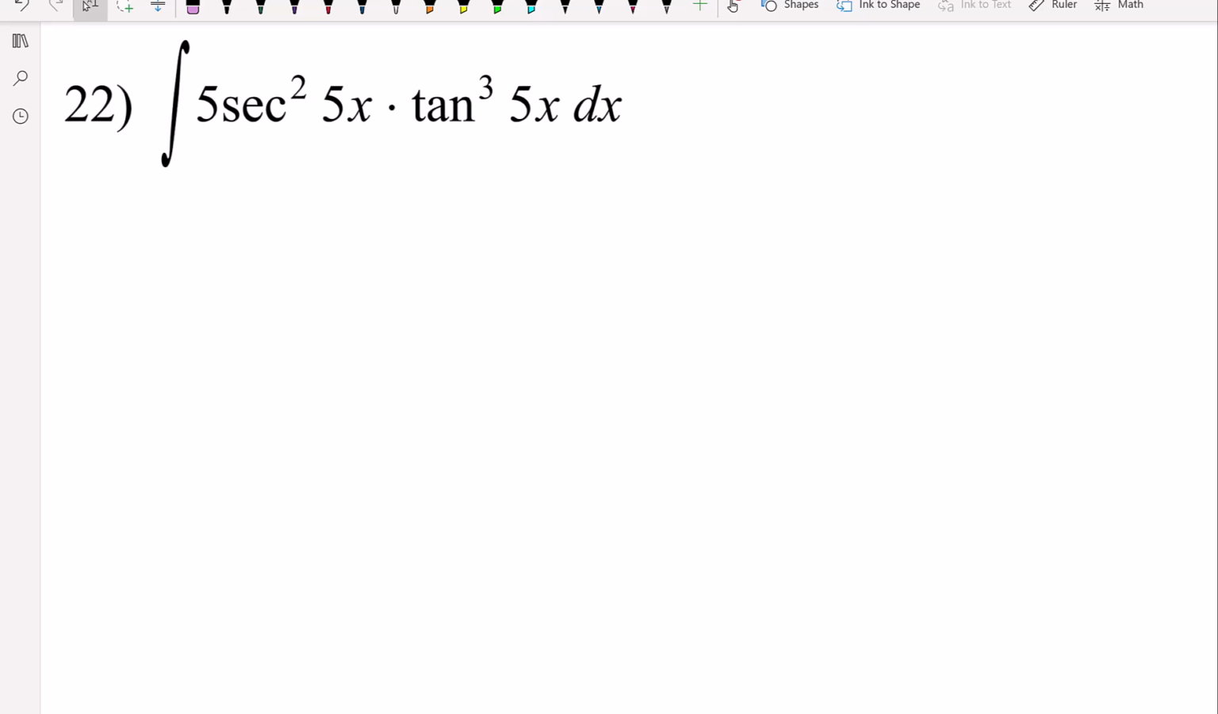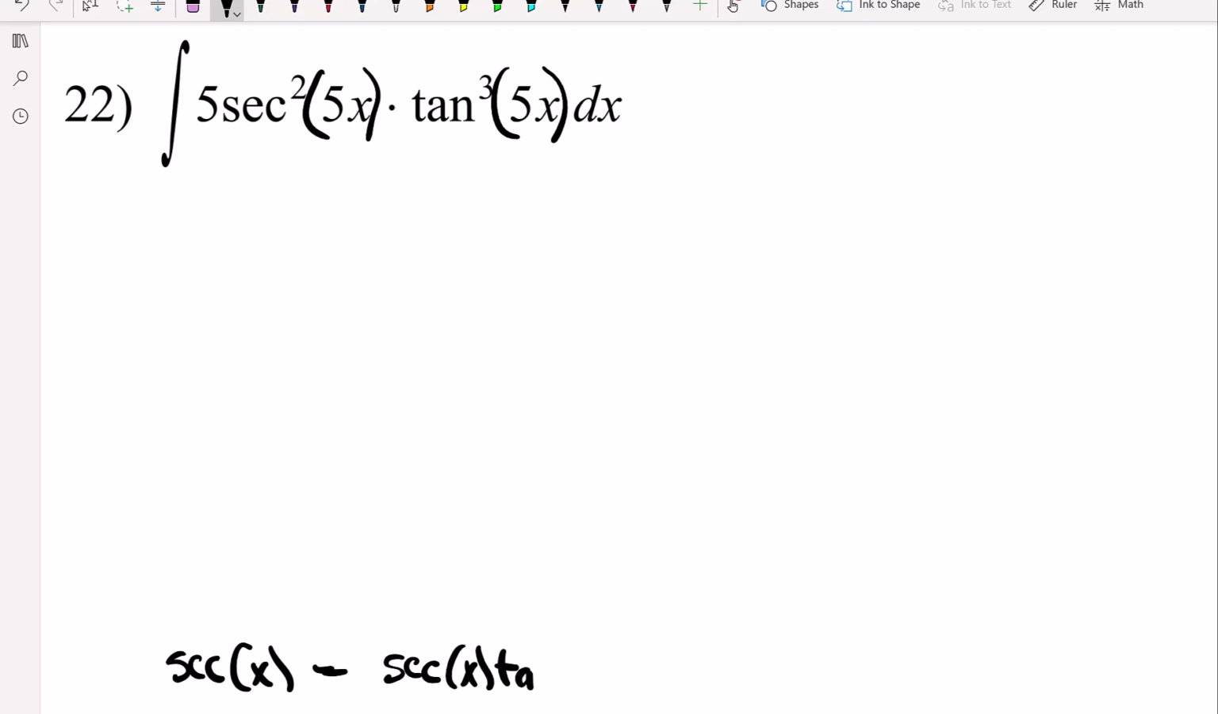Okay, so now we have this function that says 5 secant squared theta, here's our theta, times tangent cubed theta dx. So then we have to figure out, well, we know the derivative of secant is secant tangent. So this is the y, this is the y prime. But that doesn't work out because that's a tangent cubed.